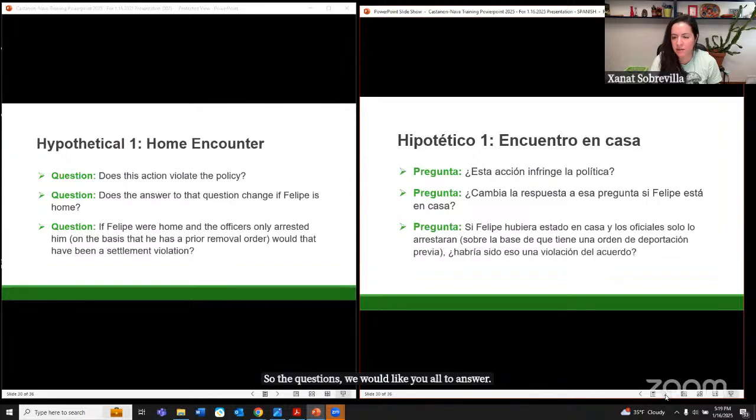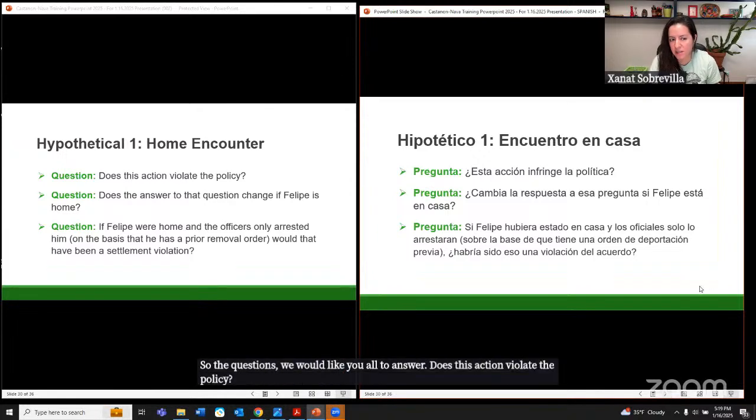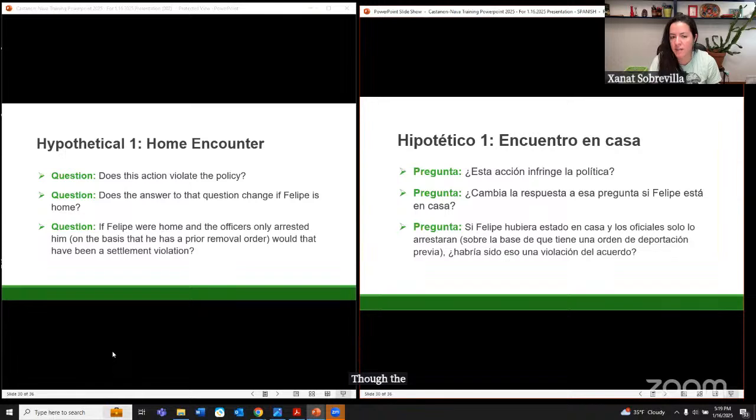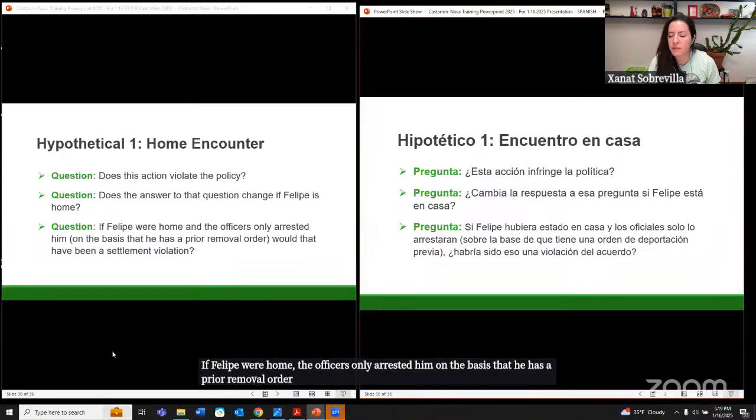Does this action violate policy? Does the answer to the question change if Felipe is home? If Felipe were home, and the officers only arrested him on the basis that he has a prior removal order, would that have been a settlement violation?